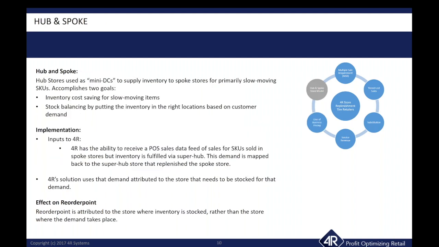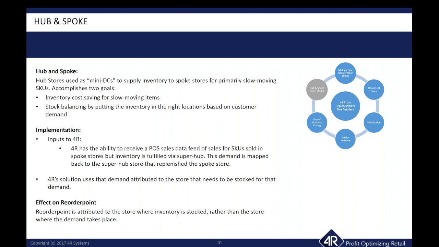The last feature I will discuss today is hub and spoke store model. Hub and spoke store model is used when a retailer has a circuit of stores set up in the same geographic region, and one store is used as a sort of mini DC to supply other stores within the same circuit. The mini DC store is the hub, and all the other stores in the circuit are the spokes. This is used primarily for SKUs which are very slow-moving, like application-specific parts. The benefits are twofold.